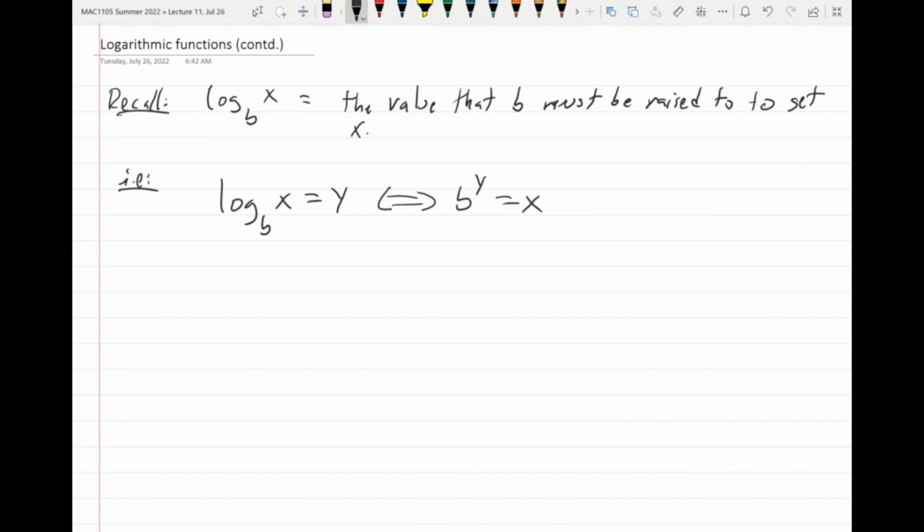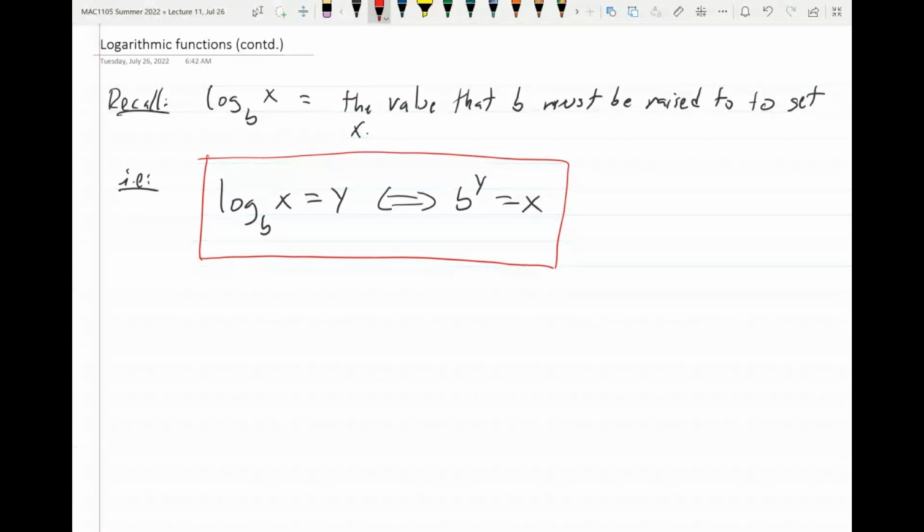Okay, so whenever you write this log business, this is just an exponent. What exponent? The one that you need to raise b to obtain this value. So if log base b of x equals y, that means that if you do b to the y, you're gonna obtain x. You can do most of the things that have to do with logarithms with this little box that's in here. So I'm gonna box this.